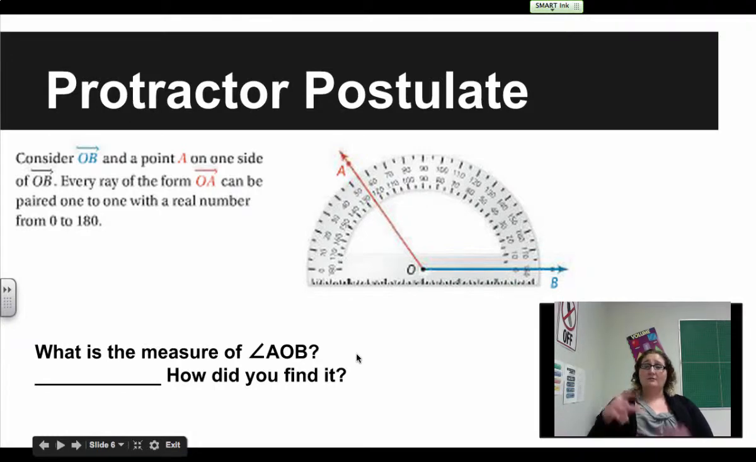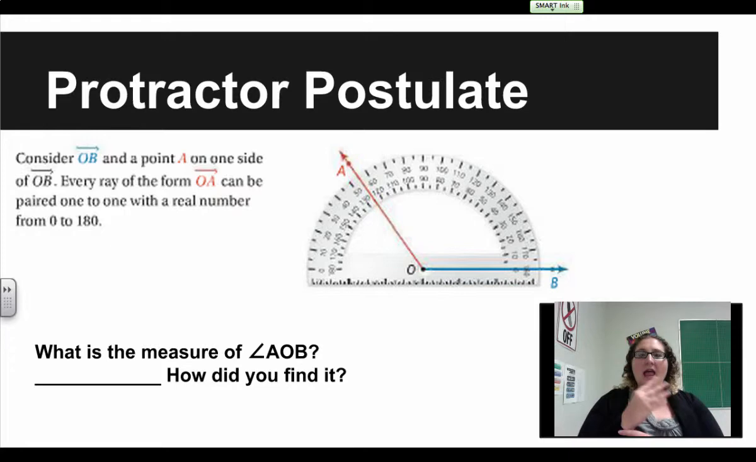Protractor Postulate. It says consider ray OB and a point A on the side of ray OB. Every ray of the form ray OA can be paired with one of the real numbers from 0 to 180. It says, what is the measure of angle AOB? How did you find it? So looking at your paper, we're trying to find the measure of this angle right here.